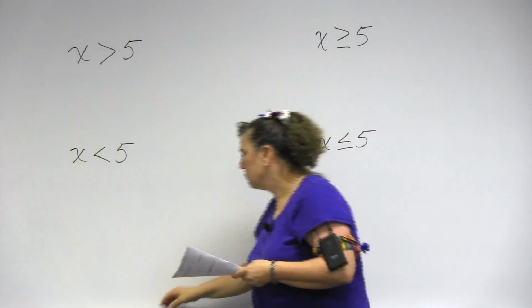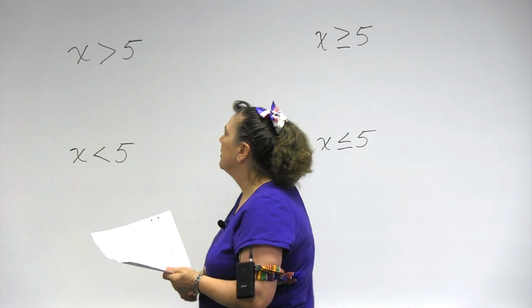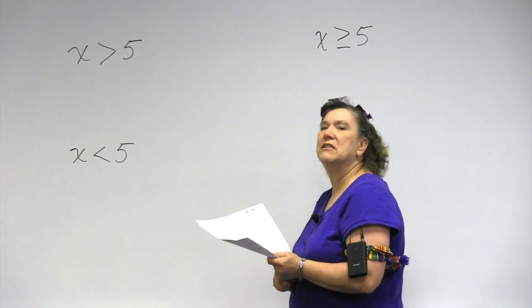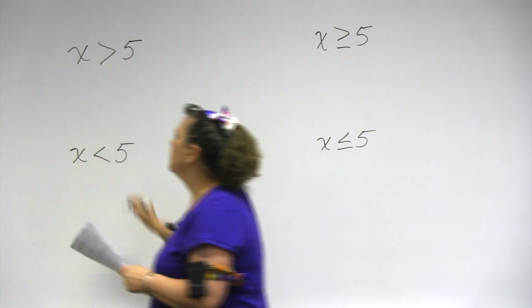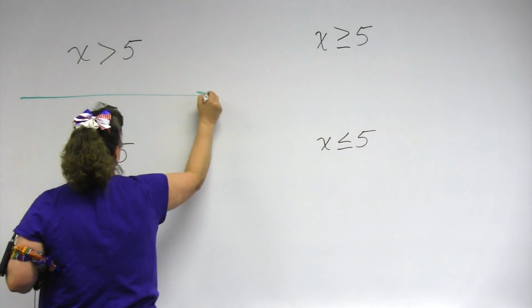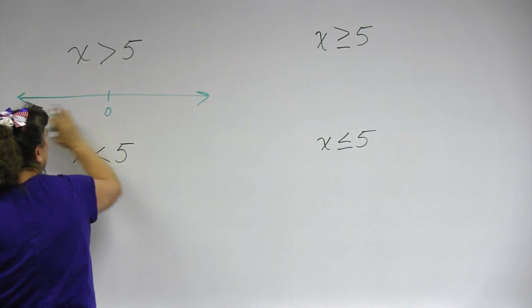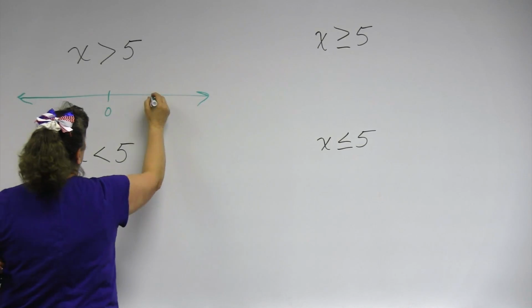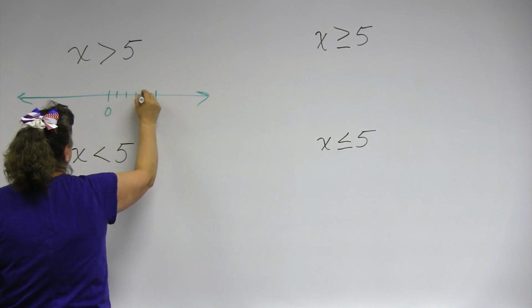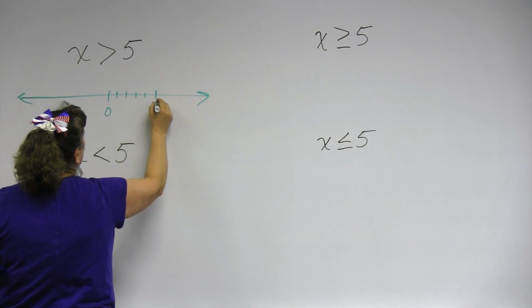So what is happening? Well, with these inequalities, we actually have two choices of how to graph them. First of all, they'll all go on a single number line. I always put a 0 on to establish the negative and the positive. And now I've got 5. 1, 2, 3, 4, 5. There we go. There's 5.